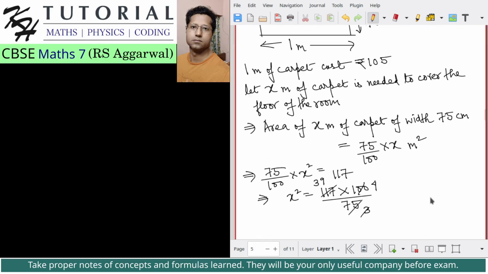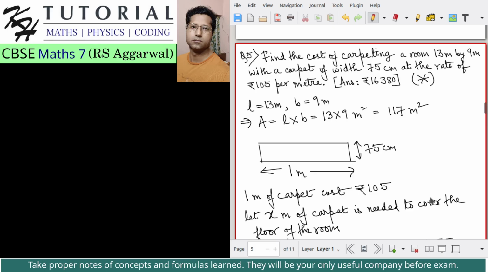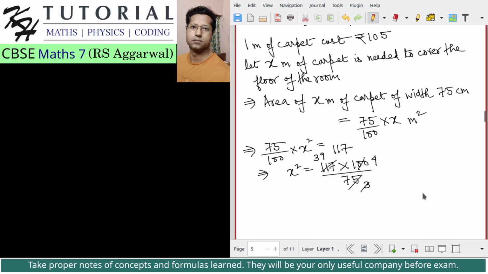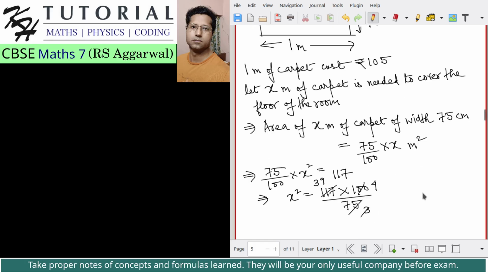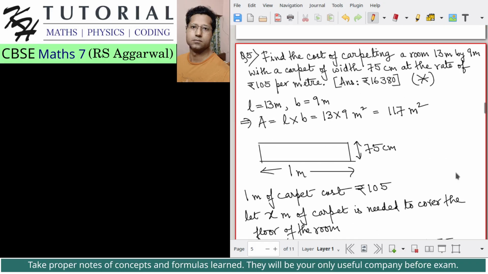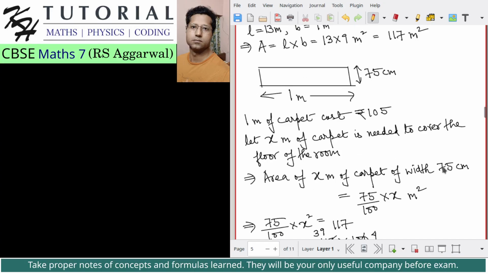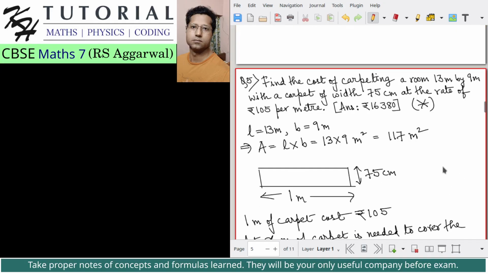Multiplied by 4, it will not be a perfect square. It will not be a perfect square. We need x. I will quickly check if I have copied the question correctly or not.